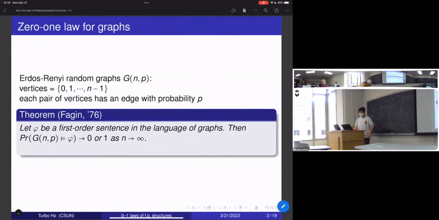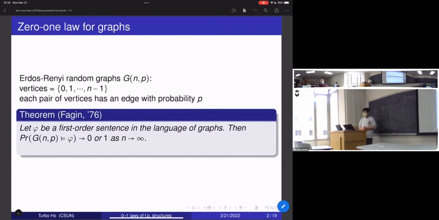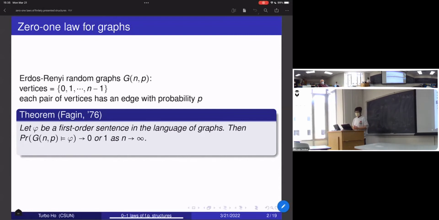And a theorem by Fagin is that if you have a first order sentence in the language of graphs, so just the edge relation, then you have the following 0-1 law: if you look at the probability of such a graph satisfying this first order sentence, this probability always goes to 0 or 1 when the number of vertices n goes to infinity. And of course, you need p to be strictly between 0 and 1. If it's 0 or 1, it's not very interesting. Otherwise, you can have p to be anything you want.